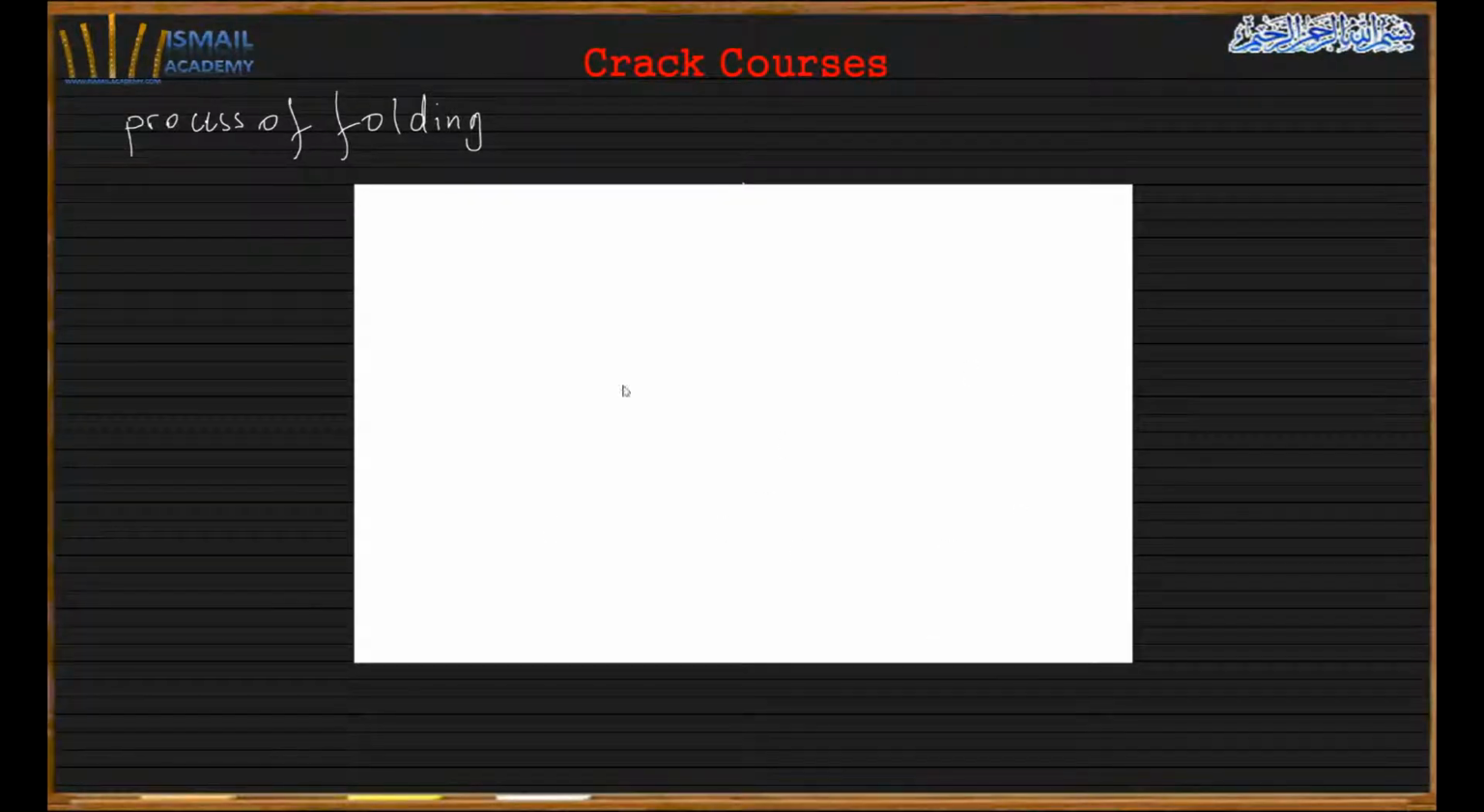The first thing I need to do here is fold this one into two equal pieces. So I'm going to draw a line to show where the folding occurs. So that's the first step I need to do. So fold into two sheets, for example.